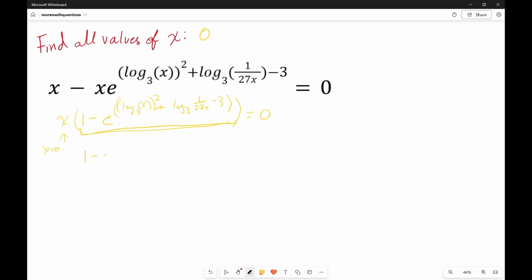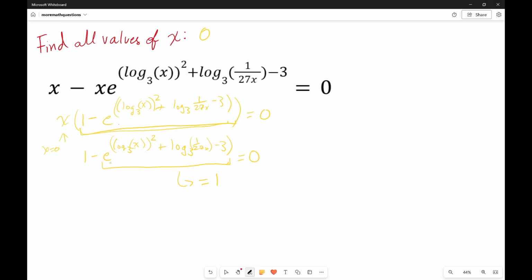So when you do that, we get 1 minus e to the power of (log base 3 of x, whole squared, plus log base 3 of 1 over 27x, minus 3) is equal to 0. Okay, so then let's add this, whatever this is over here, on both sides. I don't want to rewrite it, but this thing over here is now going to be equal to 1. Okay, so now you might notice something.